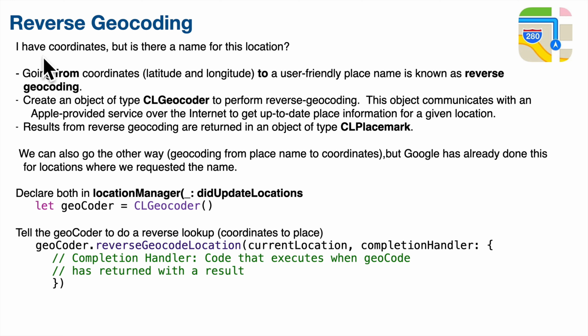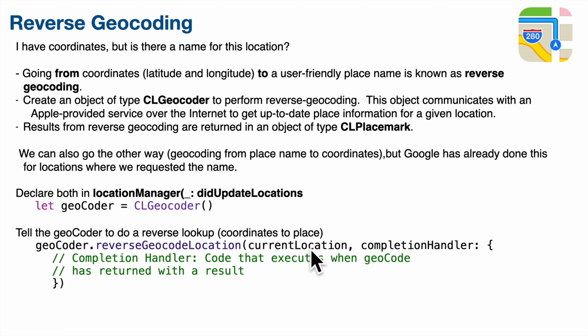Alright, we've got the location coordinates, but how do we get the name of the place at these coordinates? Well, for that what we want to do is use a technique called reverse geocoding. Now that's going from coordinates to a user-friendly place name. And to do this, we use an Apple object of type CLGeocoder. Once we create a geocoder, we'll call a method called reverseGeocodeLocation.